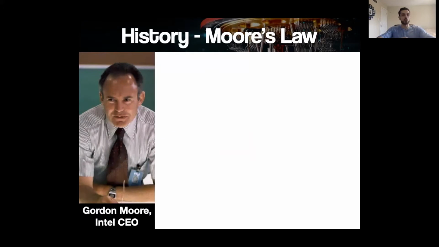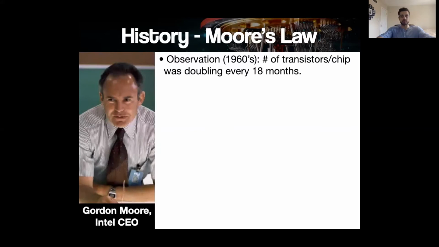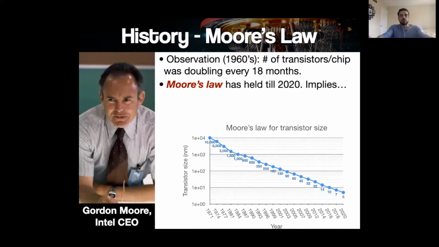So it begins with Gordon Moore. He was then Intel's CEO, and he made an observation. And he made this observation in the 1960s. And it was that the number of transistors per integrated circuit chip was doubling every 18 months. So who cares? Well, two reasons we care.